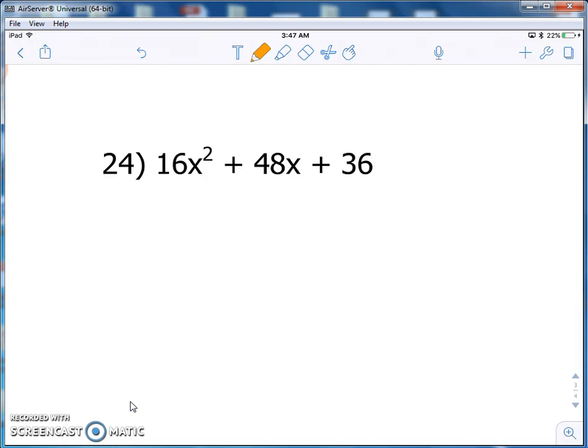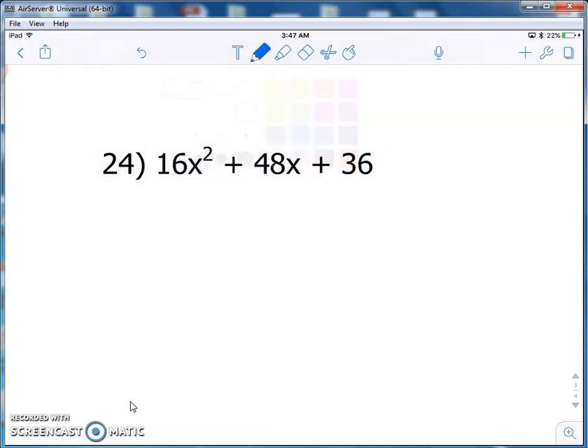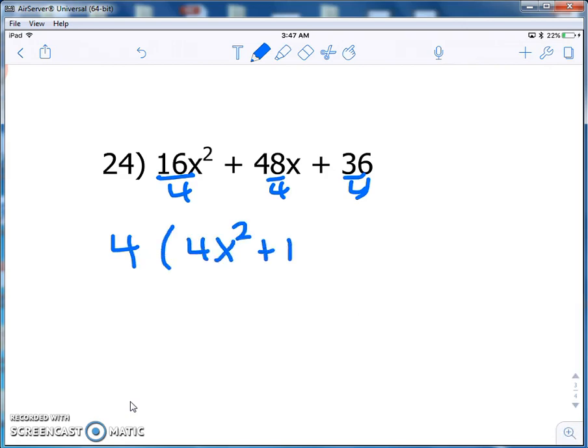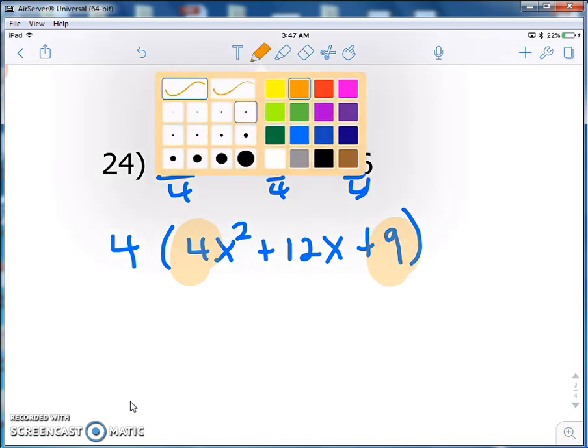Alright. 1 minute. So as we look at this last one, we notice they're all divisible by 4 again. How convenient. So I want to factor out a 4. I get 4x squared plus 12x plus 9. I notice here that I have a perfect square in front and a perfect square in back. I'm going to check their square roots.